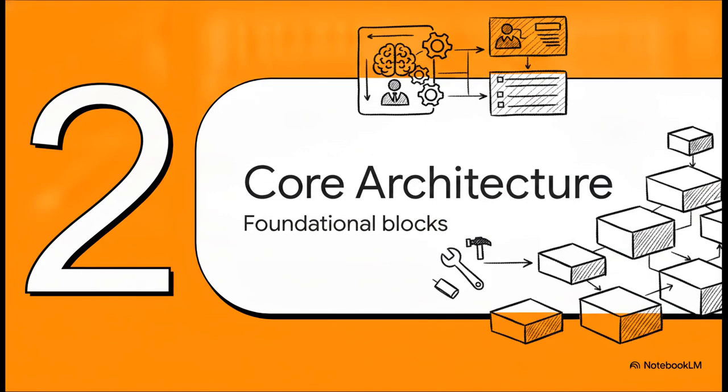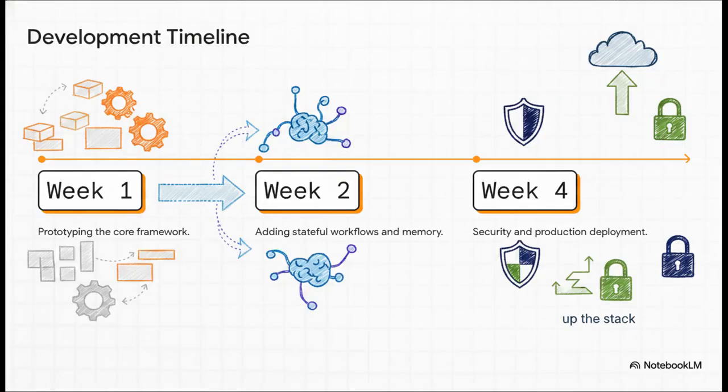Moving right along to section 2, the core agent architecture, foundational blocks. You can think of building this architecture as a methodical lifecycle. In your very first phase, you're prototyping the core framework. Then you progress to adding stateful workflows and memory. And finally, you reach the mature phases of security and production deployment. By methodically following this progressive journey up the tech stack, you basically transform a basic prompt into a highly reliable system.